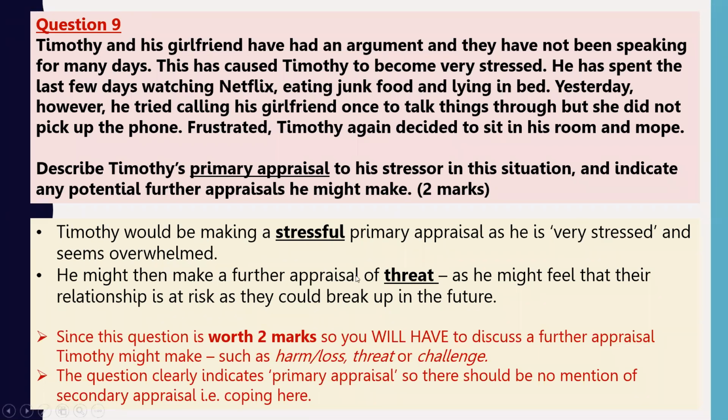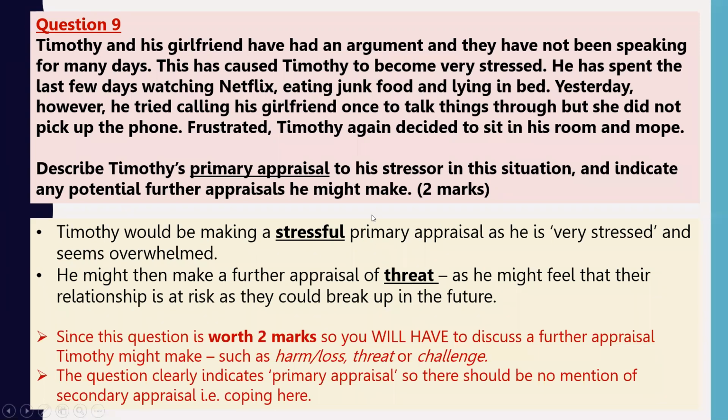He then might make a further appraisal of threat. So I've decided to choose threat as my further appraisal because it's the easiest one for me to think of an example for. Remember I said that it's a lot easier for you to think of an example for threat because it's easier for us to judge how a stressor might affect someone in the future as compared to how it's already affected that person, which is what we do when we talk about harm or loss. Okay, so a threat is he might feel that their relationship is at risk in the future and that they could break up. Okay, so that's basically where the 2 marks come from.